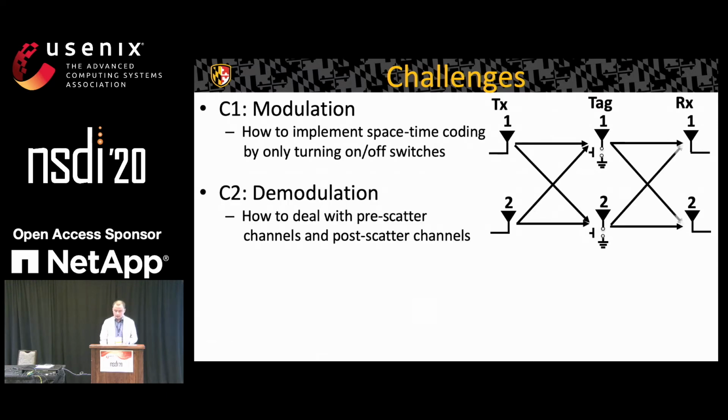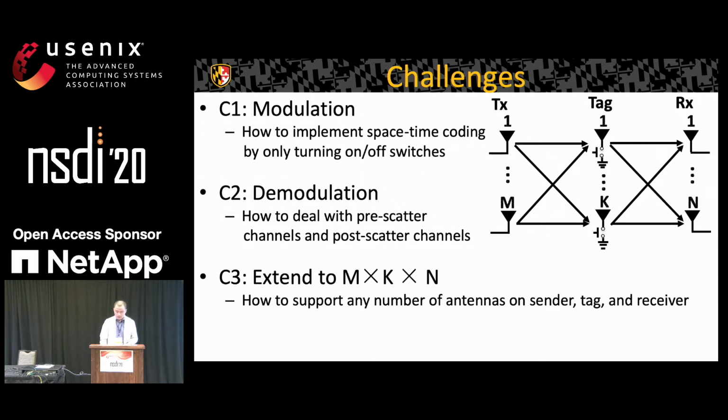The second challenge is how to deal with the MIMO backscatter channels. The MIMO backscatter system is more complicated than the traditional MIMO system because we need to deal with the channel between the sender and the tag, and the channel between the tag and the receiver. The third challenge is how to achieve a generic design that supports N by K by N MIMO backscatter configuration. It is very important because based on this generic design, we can leverage various types of existing infrastructure.